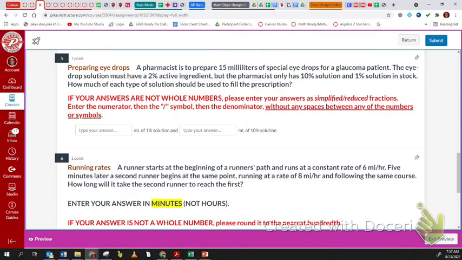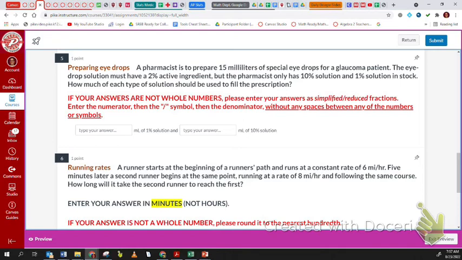All right. Preparing eye drops. A pharmacist is to prepare 15 milliliters of special eye drops for a glaucoma patient. The eye drop solution must have a 2% active ingredient, but they only have a 10% and a 1% on hand in stock. So they're going to have to mix these two to get that 2% solution.